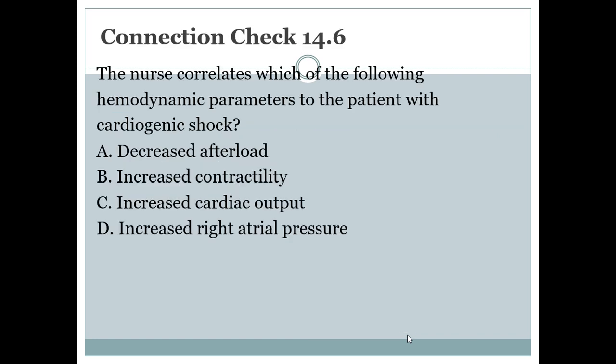So let's do a connection check. The nurse correlates which of the following hemodynamic parameters to the patient with cardiogenic shock: decreased afterload, increased contractility, increased cardiac output, or increased right atrial pressure. Pause, answer the question, and then when you come back, I'll have the answer.